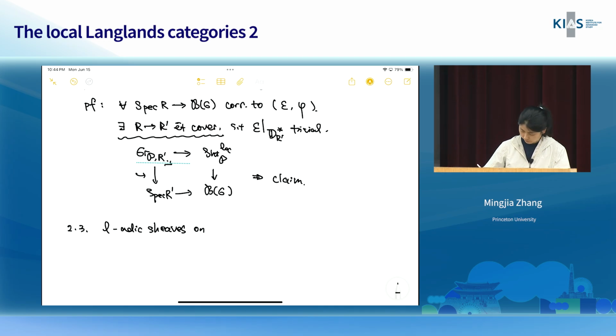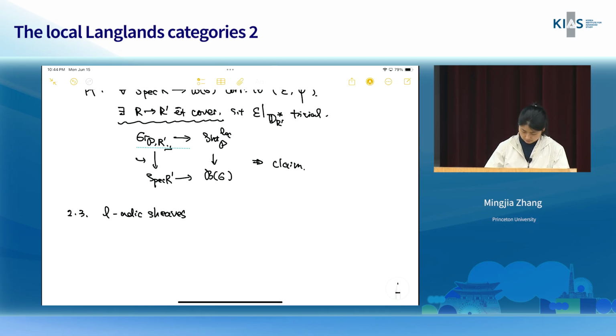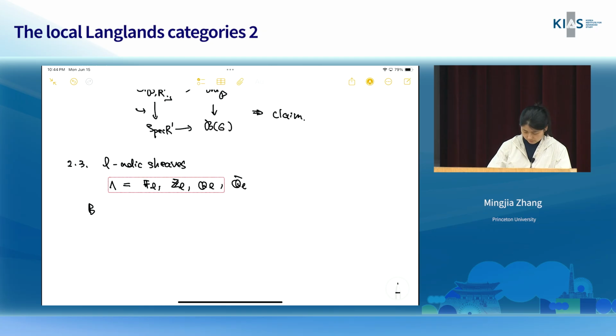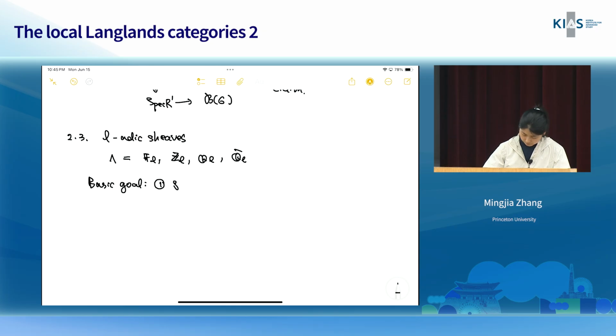On BG, so maybe mostly just the abstract construction of ℓ-adic sheaves in the setting. So you want to consider coefficients that are either finite or ℓ-adically complete, whose quotient is finite, or localization of that, or colimits of these things. And the basic goal, for the purpose of performing this geometrization of the local Langlands on BG, you want the following things to hold.